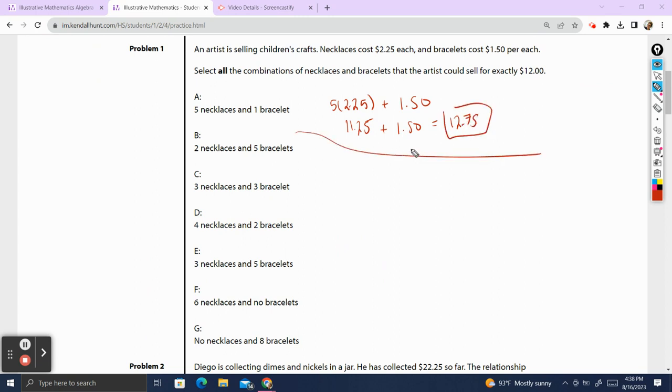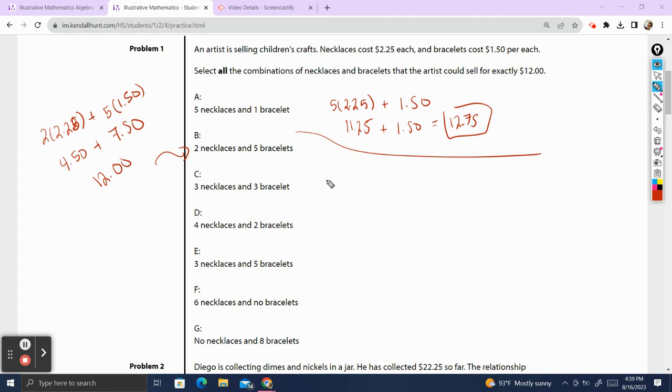B. 2 necklaces and 5 bracelets. So 2 necklaces, that's an easier thing to calculate, is going to be 2 times $2.25 plus 5 bracelets, which is 5 times $1.50. This is going to get us $4.50 plus $7.50. And 4 plus 7 is 11, plus an extra dollar is going to get us $12. That is the answer for B. So we just have to multiply the number of bracelets and necklaces by the cost.